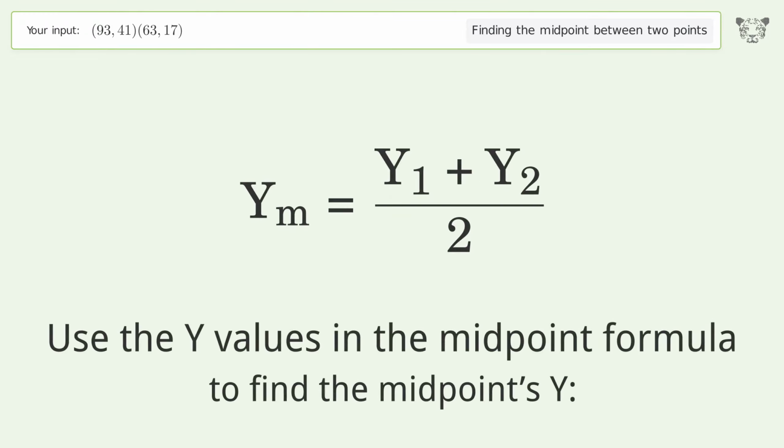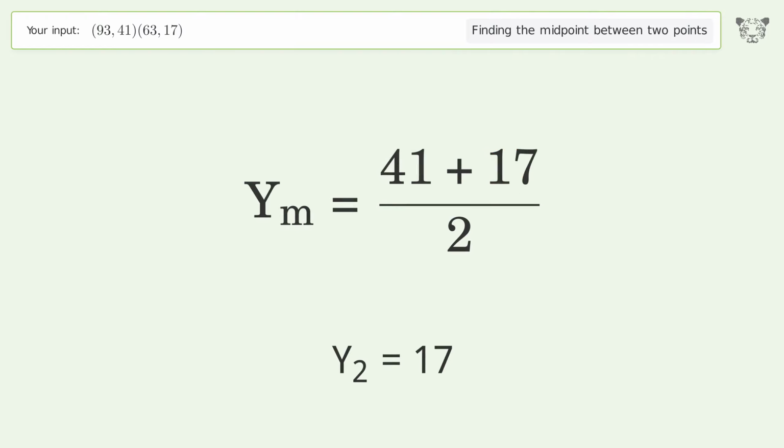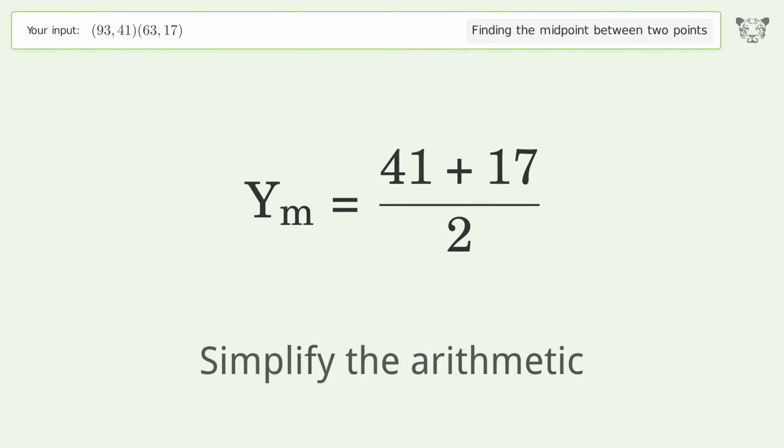Use the y values in the midpoint formula to find the midpoint's y. y1 equals 41. y2 equals 17. Simplify the arithmetic.